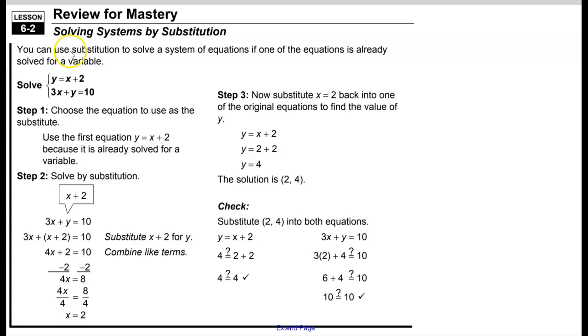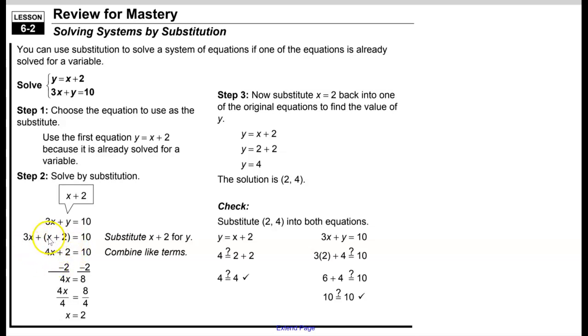Here it says you can use substitution to solve systems of equations if one of the equations is already solved for a variable. So you've got y is equal to x plus 2, and 3x plus y is equal to 10. Notice how one is already solved for a variable: y is equal to x plus 2. So what we're going to do is substitute what y is equal to, x plus 2, in for y in the other equation. Here I've got 3x plus y is equal to 10, and I'm going to replace the y with x plus 2. See? x plus 2.